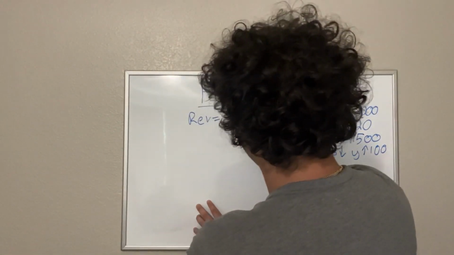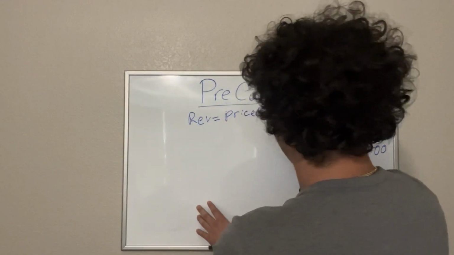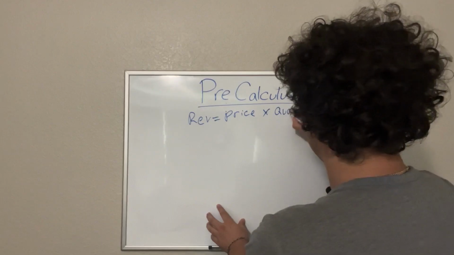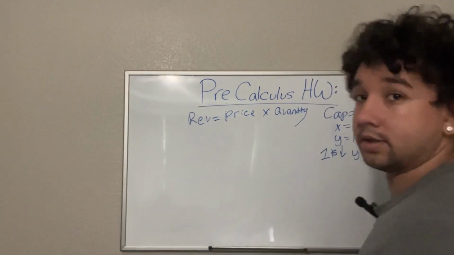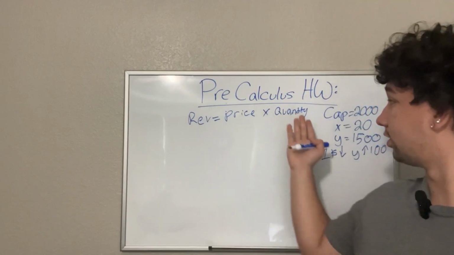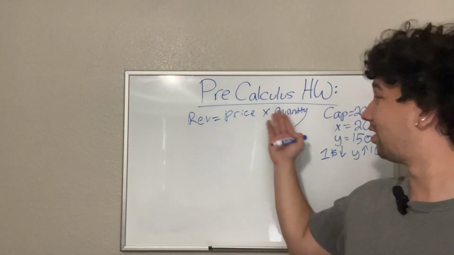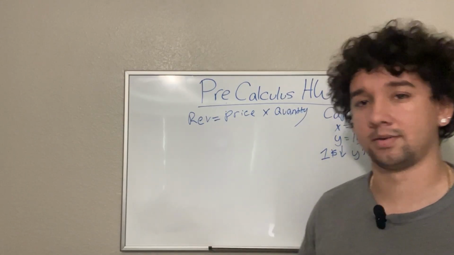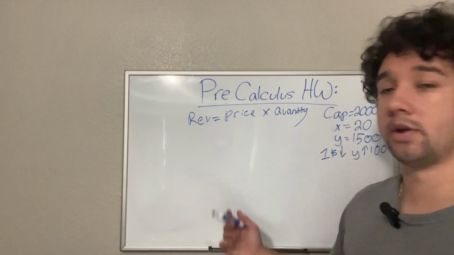Revenue is equal to price times quantity. Right? In other words, if you sell 100 tickets, they're $20 each, you made $2,000. How do you do the math? 100 times 20, right? That is what revenue is.